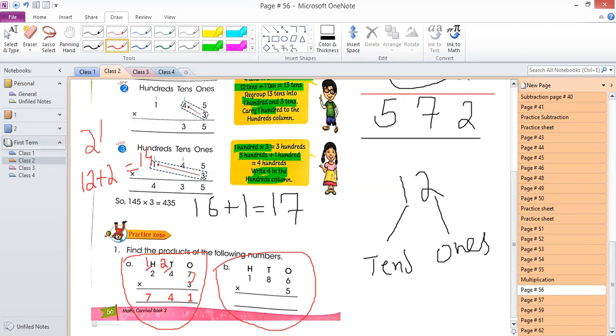Okay. Now, what will you do? You have multiplied this 3 by 7. You have multiplied this 3 by 4. So now you will multiply this 3 by 2. So 3 by 2 is 6. In 6, you will add this 1. So this will be 7. Okay. So the answer will be 741. So in the same way, you have to do question number 1B as well.